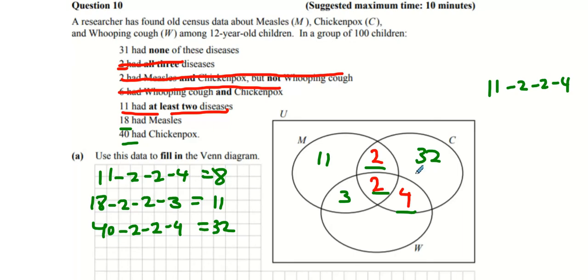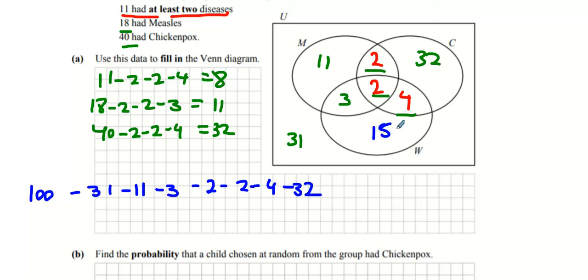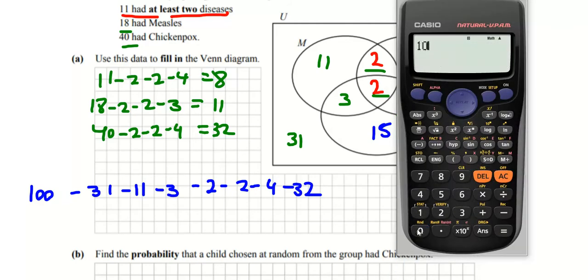And finally, 31 had none of the diseases, so that's 31 on the outside. So to find how many people had whooping cough in total, we have 100 children in total. So it's going to be 100, take away 31, take away 11, take away 3, take away 2, take away 2, take away 4, take away 32. And this should give me an answer of 15 in here. Best to make sure.